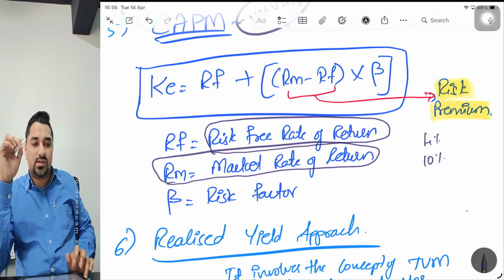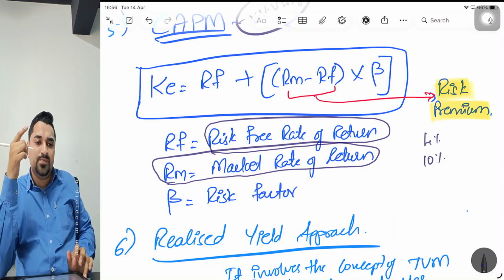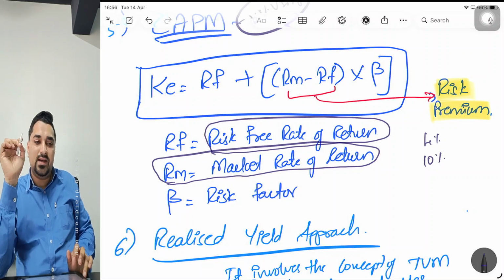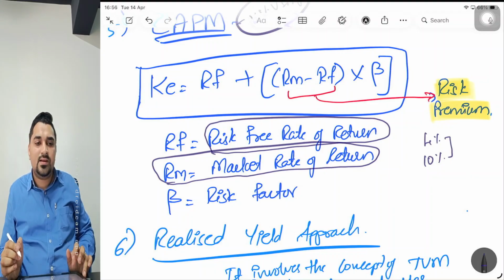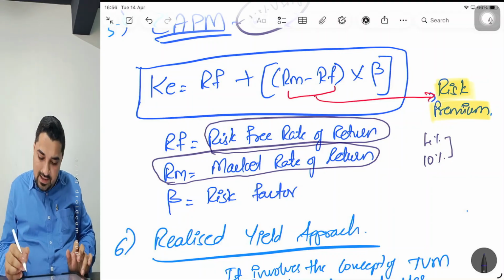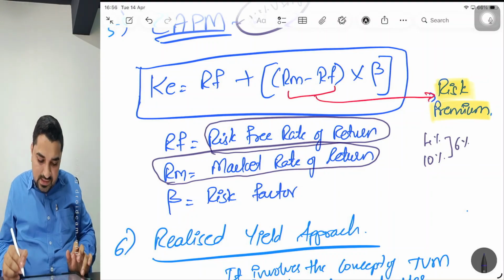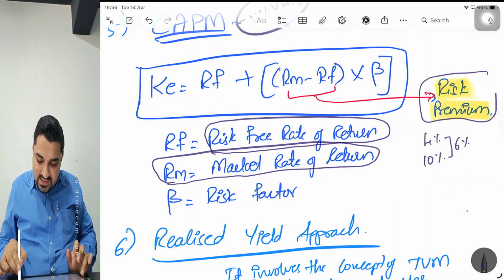Now, where is there more risk? In government securities, or in the market? Obviously, the share market is risky. I'm taking that risk. And you have studied the thumb rule of FM: higher risk, higher returns. Only because I'm taking risk, I'm not putting my money in government securities. I'm investing that money in the share market. I'm earning how much extra? 6%. Yes, this 6%, RM minus RF. This is called the risk premium.